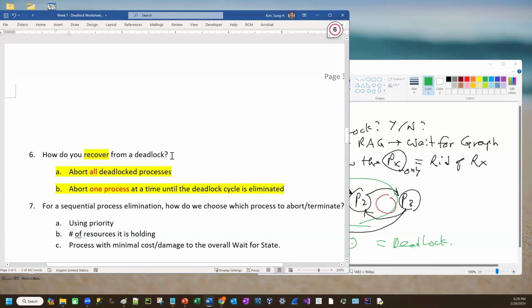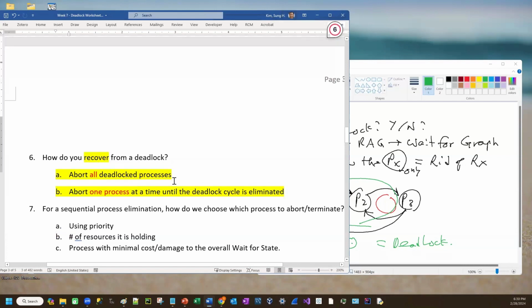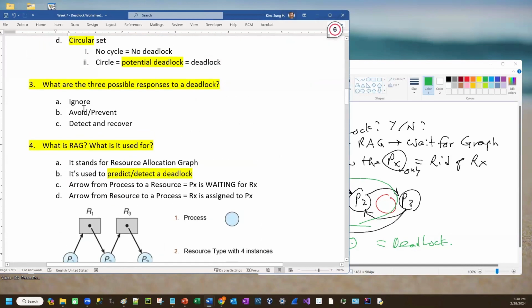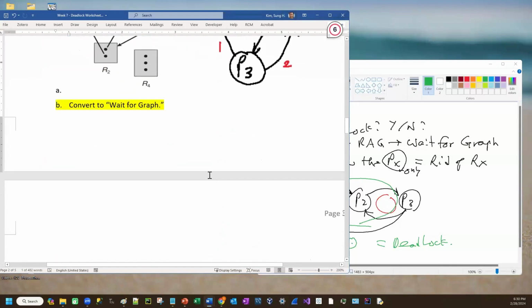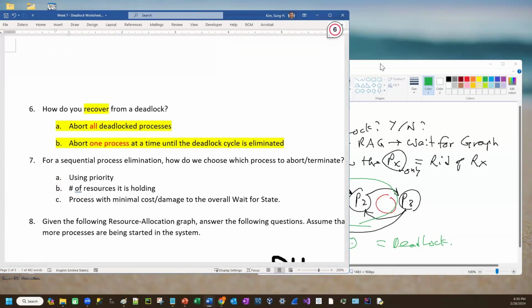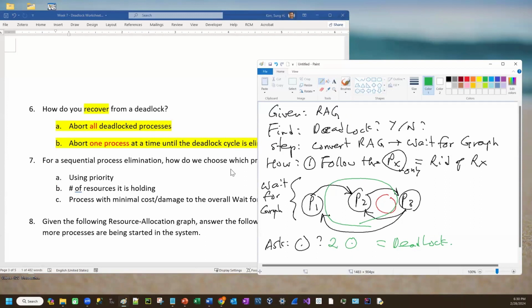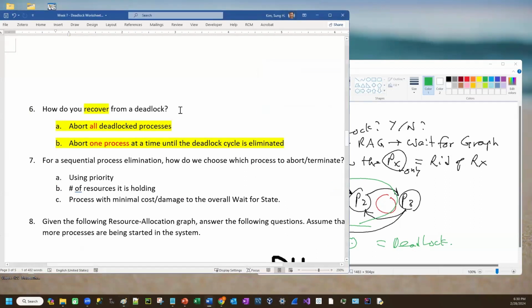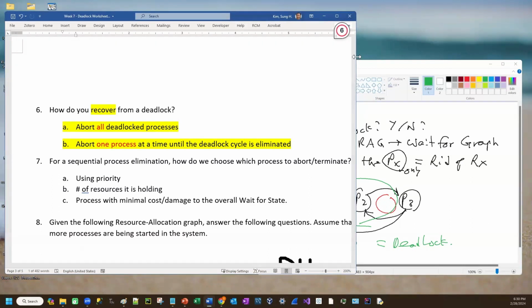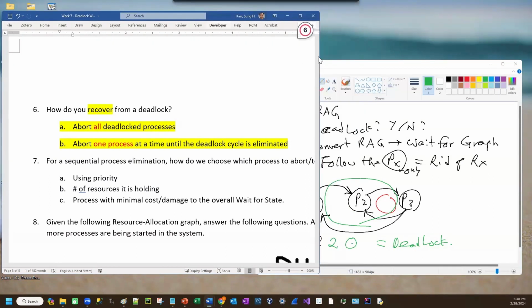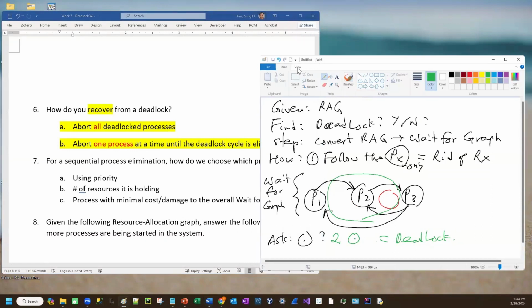So how do you recover from the deadlock, right? Did we have a question here? Oh, so here's ignore, avoid, detect, and recover. But how do we recover? If the deadlock happens, like in this example here, how do we recover? The answer is basically you just kill the processes. Okay, and that's pretty much the only way. There are other ways, but it's really not worth the time or energy to figure out.